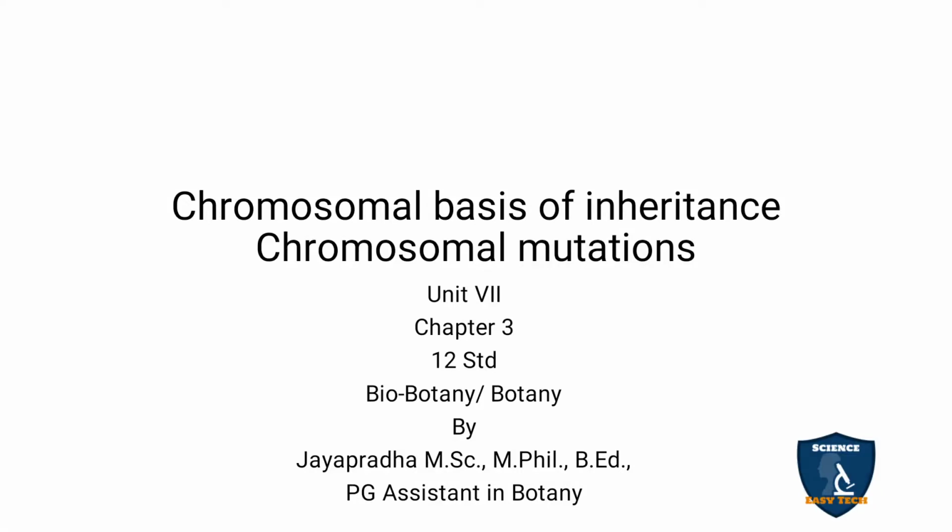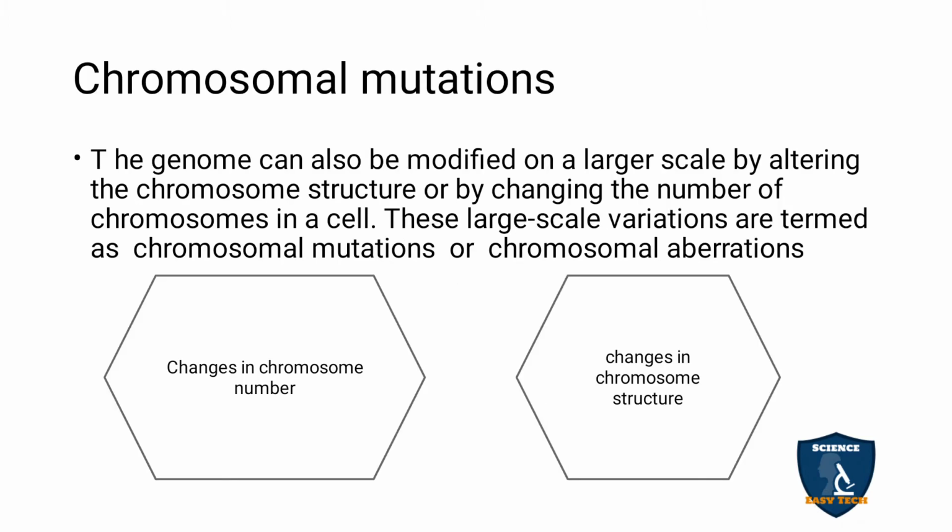Today we are going to discuss chromosomal mutation in chromosomal basis of inheritance, chapter 3 in Botany. So as we know, mutation means a sudden heritable change, and there are two types of mutation: gene mutation and chromosomal mutation. Gene mutation is nothing but the point mutation. We have discussed it in the previous class. And now we are going to see the other mutation called chromosomal mutation.